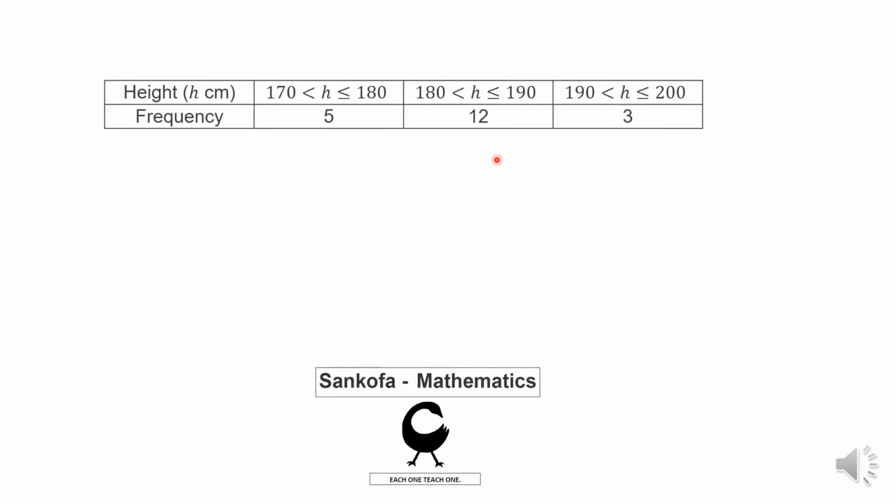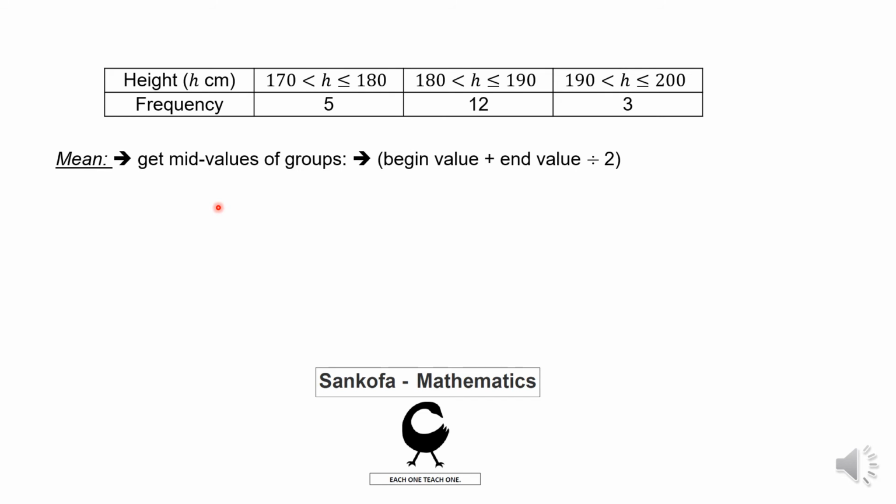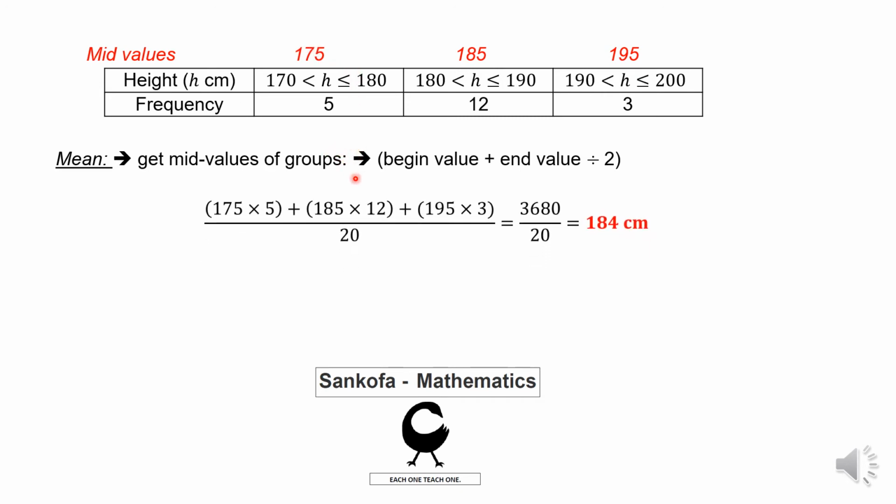Right, so the way you do it, if I bring my table back, you get the mid values of the groups. You take the begin value plus the end value, and you divide by 2. So 170 plus 180 is 350, you divide by 2. And these are the mid values that I have here: 175, 185, 195. So between 170 and 180, in that class interval, the average height is 175. Do you see why the mean is just an estimate?